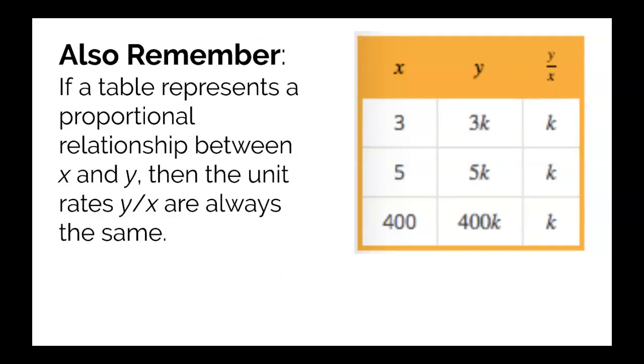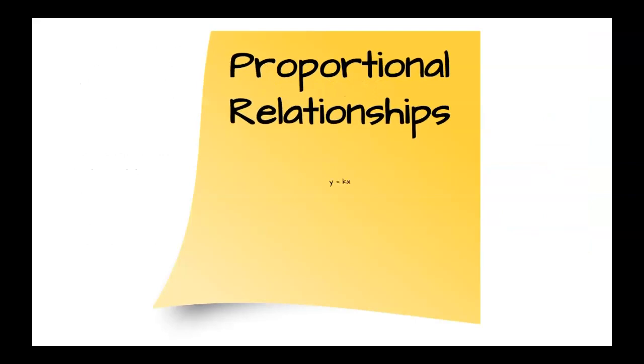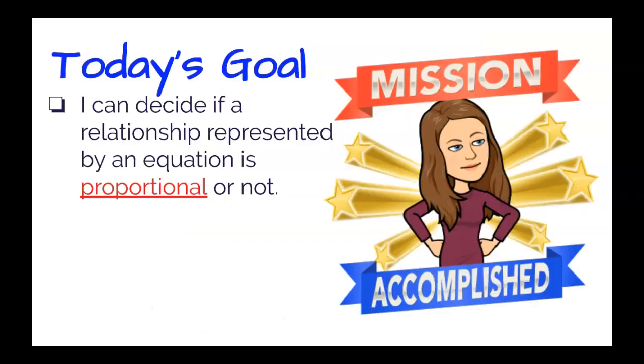And also remember, anytime you can't tell for sure just by looking at the equation, make a table, because if the table represents a proportional relationship between x and y, then the unit rates, y divided by x, will always be the same. You're going to see your proportional relationships, y equals kx, and to get that constant of proportionality, y divided by x equals k. All right, mission accomplished.